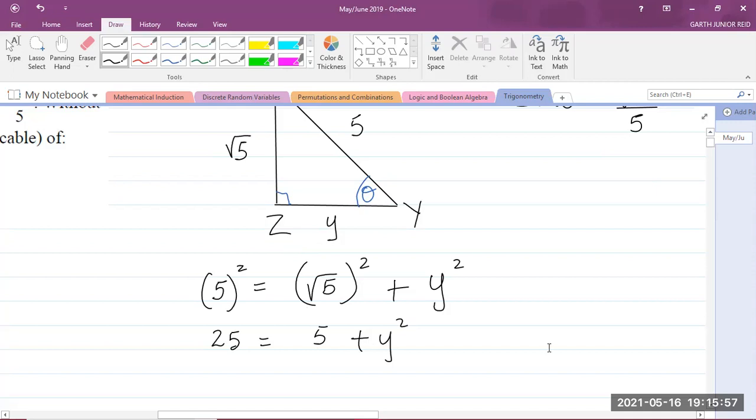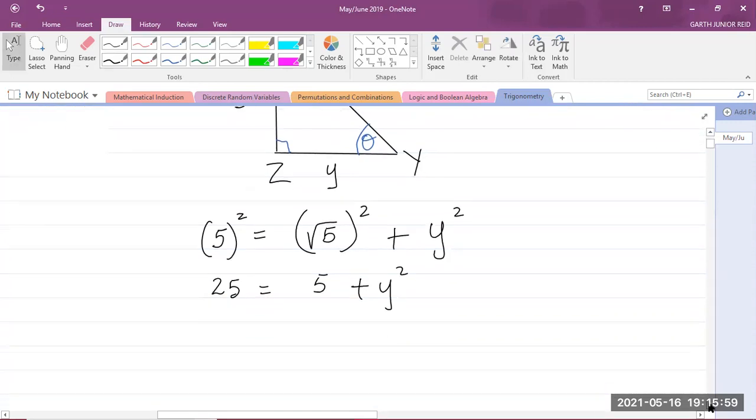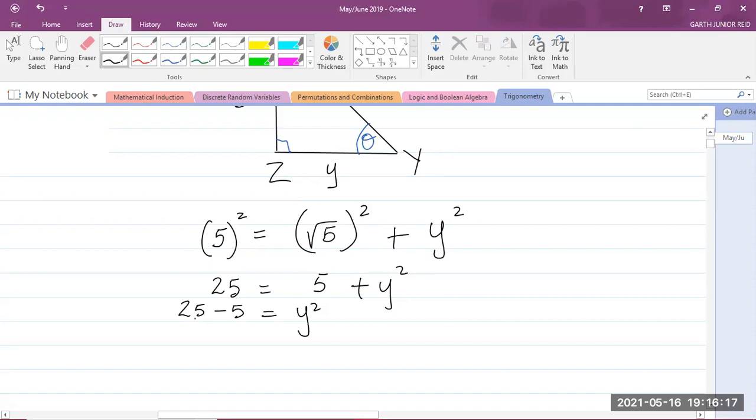My aim now is to solve for y, so that I can find the missing side of that right-angled triangle. I'm going to carry the 5 to the left-hand side of the equation. It will become negative. So what I have now is 25 minus 5 being equal to y squared. 25 minus 5 is 20, so y squared is going to be equal to 20.